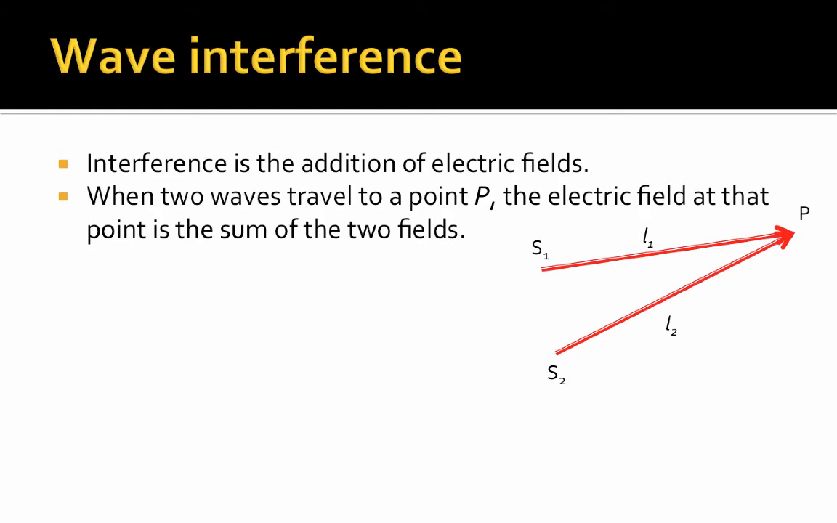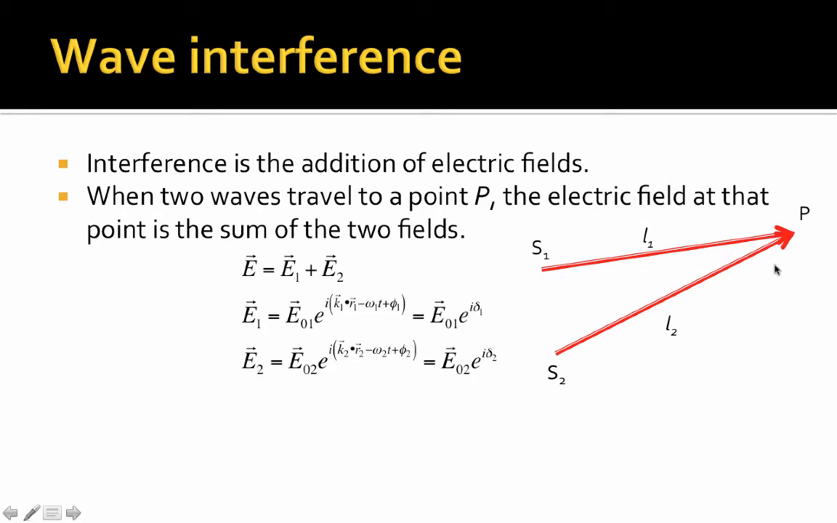So what wave interference actually is, and we're going to get into the mathematical explanation of it now, is the addition of electric fields. We have two waves from sources S1 and S2. They're traveling distances L1 and L2 to get to a point P. The electric field from each wave would be written like this. E1 is a magnitude and direction, E0,1, times a phase term.